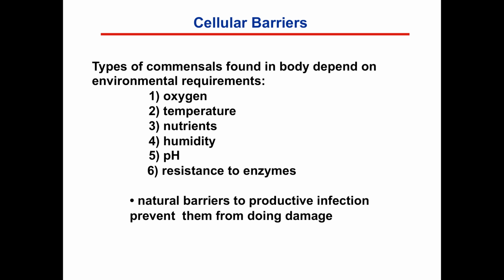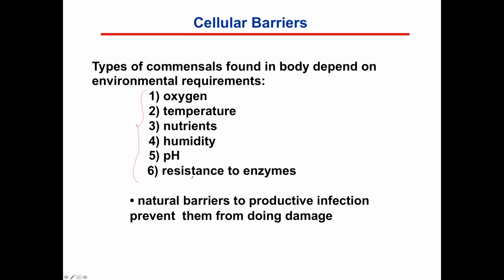So the types of commensals found in the body depend on a number of environmental requirements, and these are the things that are listed here: oxygen, temperature, nutrients, humidity and pH. All these things are really important for commensals and their ability to grow. Do they have enough oxygen? Is the temperature right? Do they have nutrients, humidity, etc.?